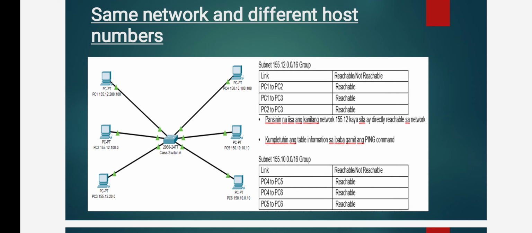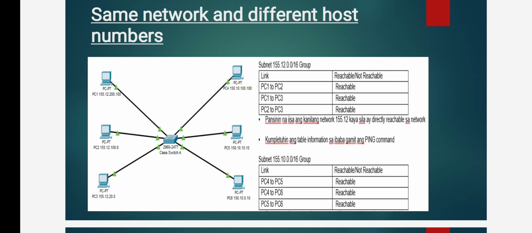Same network and different host numbers. Here are the image, left side. PC1 is 155.12.200.100. PC2 is 155.12.100.0. PC3 is 155.12.20.0. PC4 is 150.10.100.100. PC5 is 150.10.10.10. PC6 is 150.10.0.10. Here are the links.